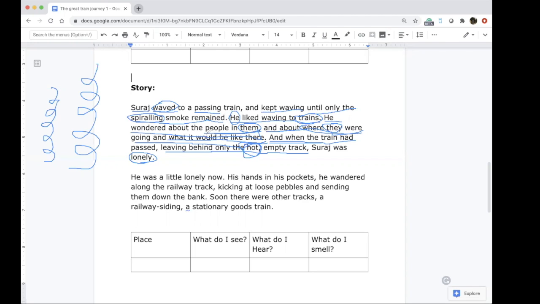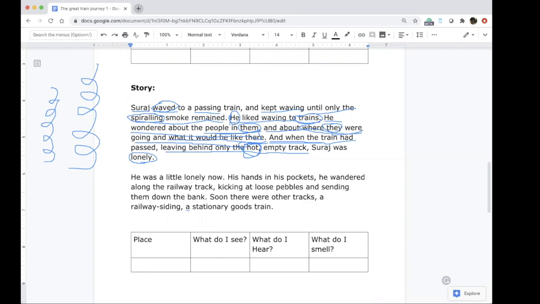So to quickly summarize again, I will just go through the first paragraph again very briefly. Suraj waved to a passing train. That means the train is going and Suraj is saying bye-bye, and kept waving until the spiraling smoke remained. Suraj is continuously waving until the train left and only the smoke from the train is remain there. He liked waving to the trains. Suraj likes waving to the trains.